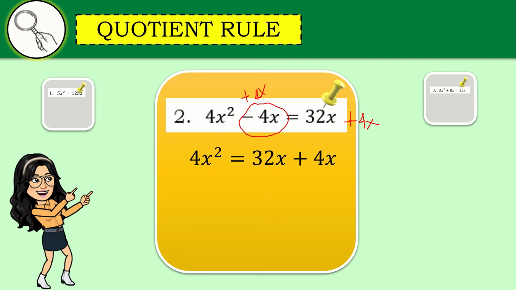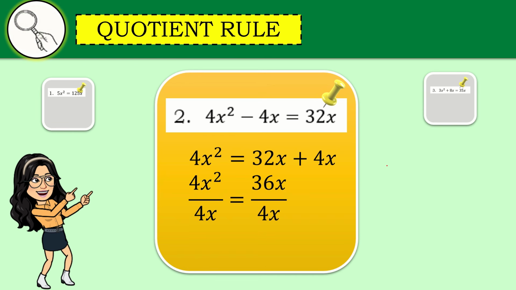So since 4x minus 4x would give us a 0, we are left with 4x squared. That's why you have it here, 4x squared. And on the right side, you have 32x plus 4x, like this. That's why we come up with that step. Do you understand? Good. Allow me to erase and continue with our next step.